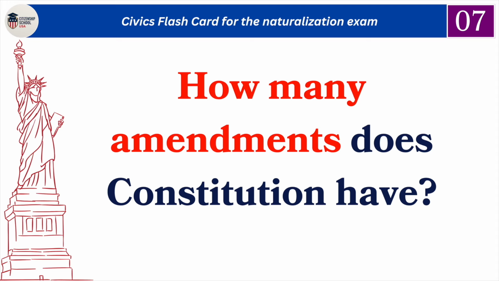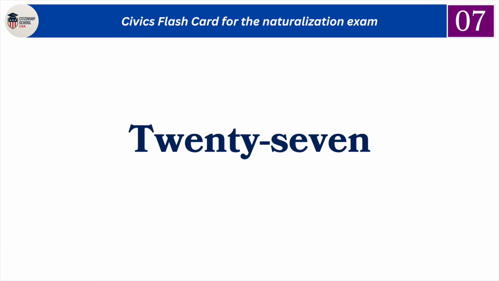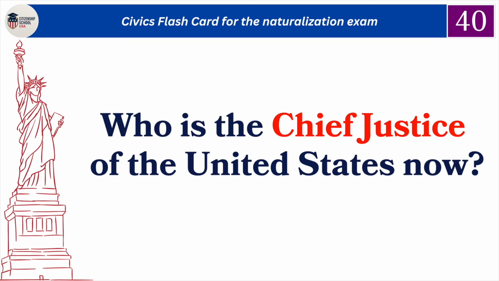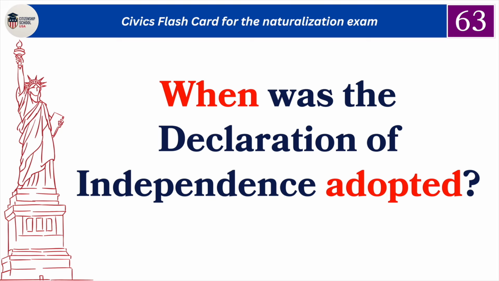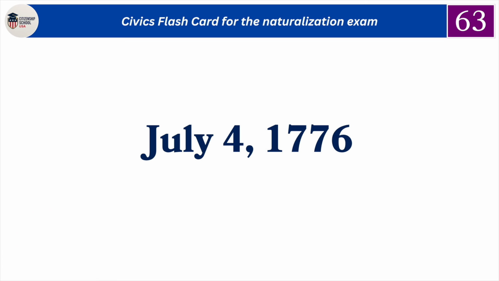How many amendments does the Constitution have? 27. Who is the Chief Justice of the United States now? John Roberts. When was the Declaration of Independence adopted? July 4, 1776.